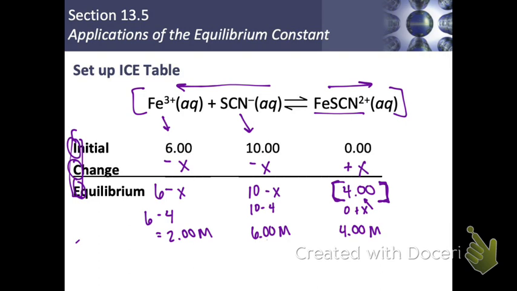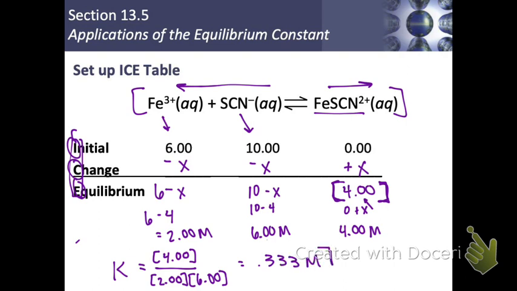So now we need to go ahead and set this into our law of mass action and say the concentration of the product over the concentration of both my reactants. Is there going to be anything that's not to the first power here? No, because all of my coefficients are ones, right? And it's always products over reactants. So 4 divided by 12 should be 0.333 molar. Nope, not molar.